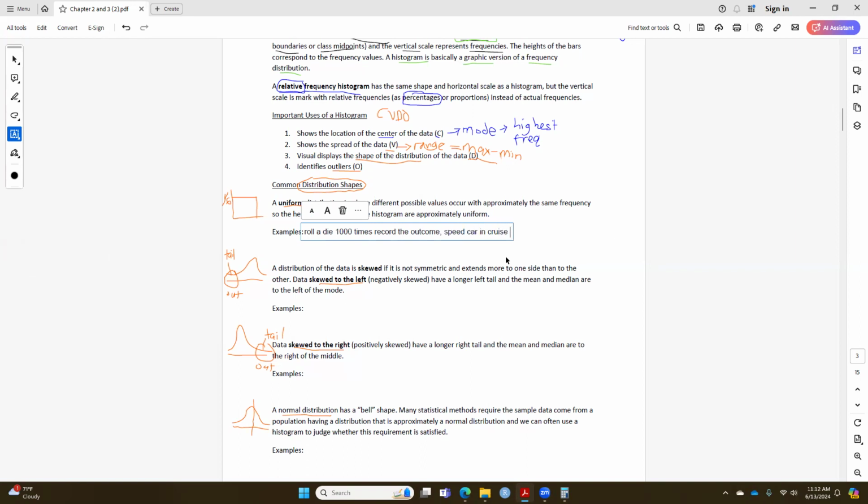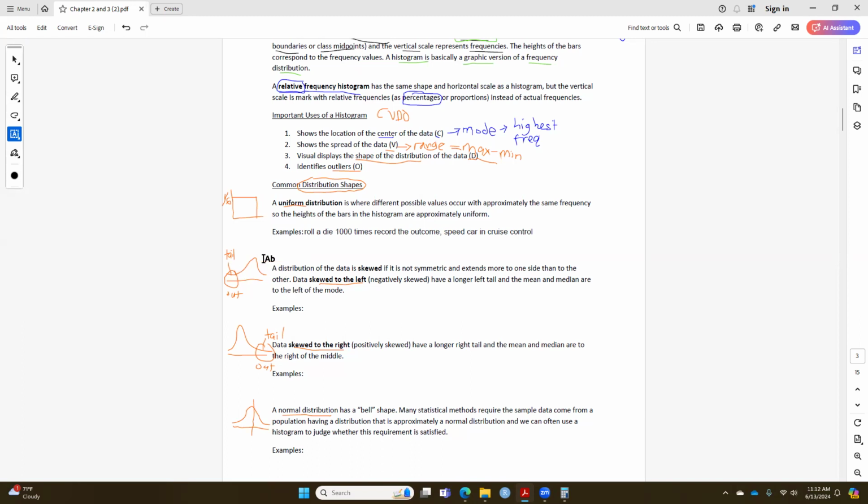I think you guys know what a cruise control is, right? So if you set your car in the cruise control, your speed remains 70 miles per hour, for example. So your car will stay at 70 miles per hour, which is called uniform. Okay. So these are a few examples that are uniformly distributed.